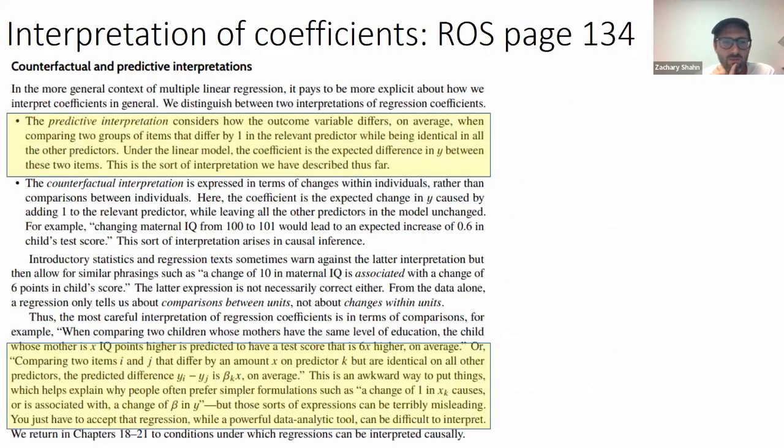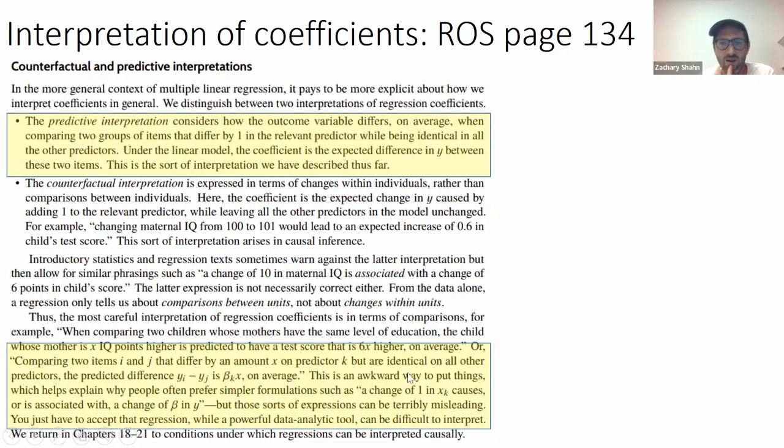Okay, so here's this long passage that we looked at before from Regression and Other Stories, which is basically saying that this type of interpretation is maybe not so useful and it's a little clunky, but it's what you can do with a regression if you're not in a causal scenario. In general, comparing two items like two kids, i and j, that differ by some amount on some predictor but are identical in all the other predictors, the predicted difference in their outcome is the coefficient times their difference in the predictor on average.